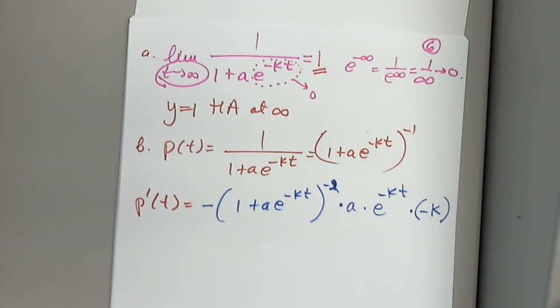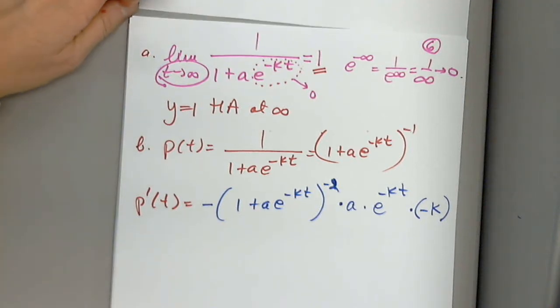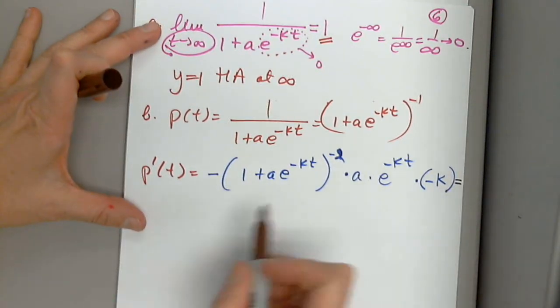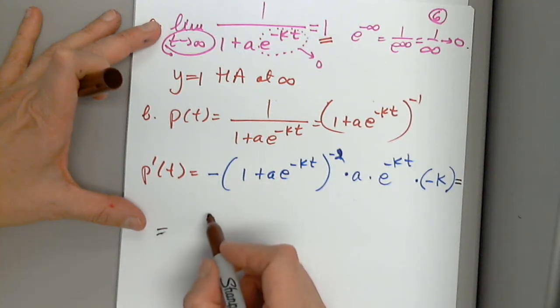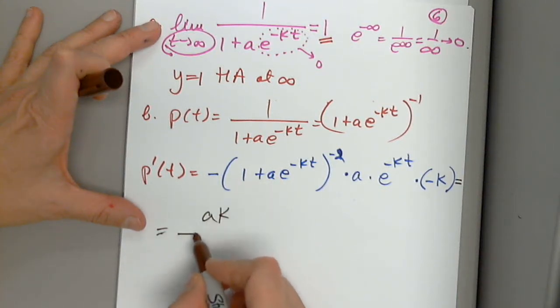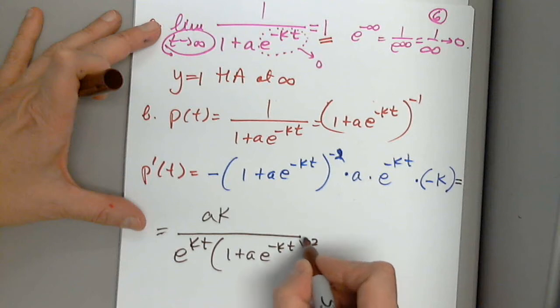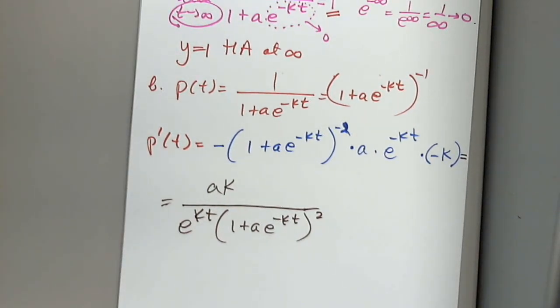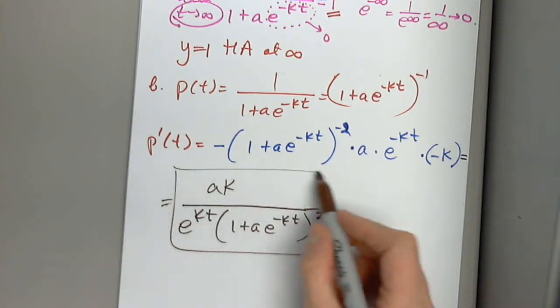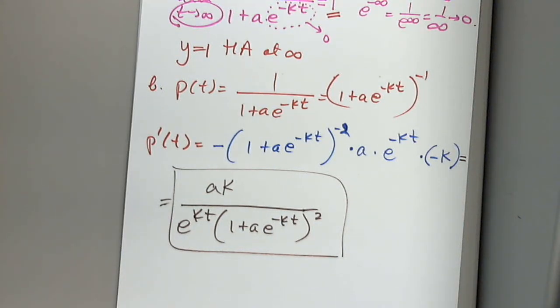But yes, now I have the obligation of rearranging everything as condensed as possible. I see two negatives. I'm going to say k, ak, over e to kt, 1 plus a e to negative kt to the second power. Okay, let's see what happened again. I have a negative in front, I have an a, and I have a negative k. So they are at the top, ak. This one has a negative exponent, it goes to the bottom. This one has a negative exponent, it goes to the bottom. And this is it. We were asked to find the rate of change of rumor with respect to time.